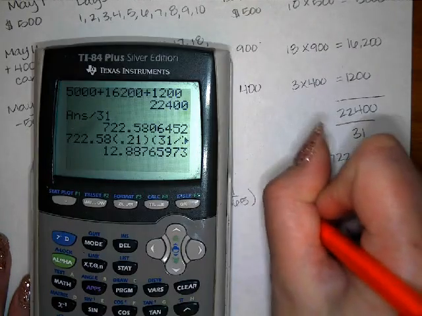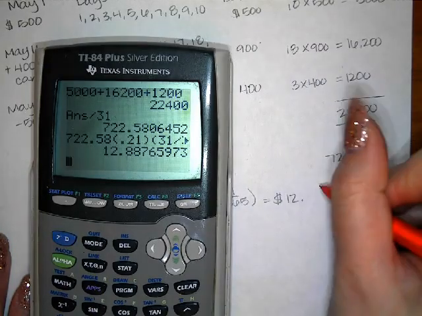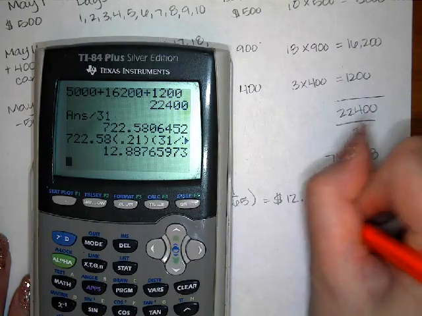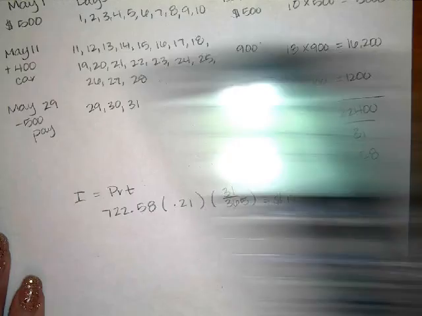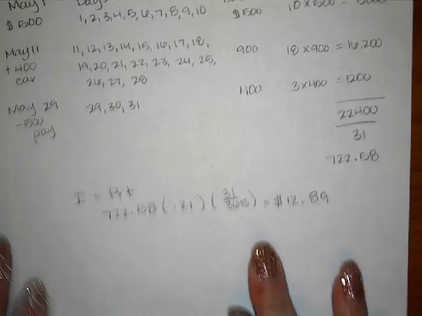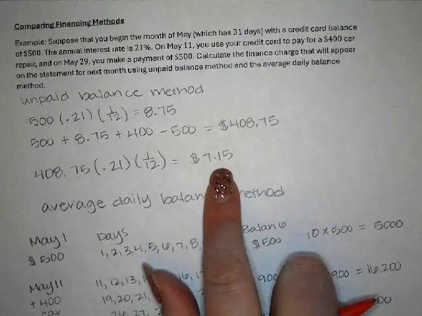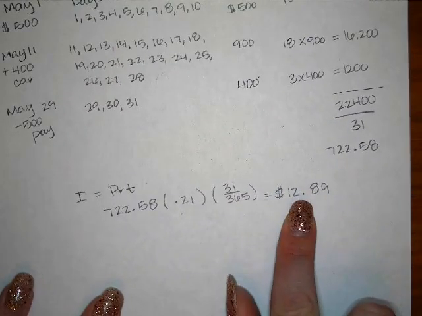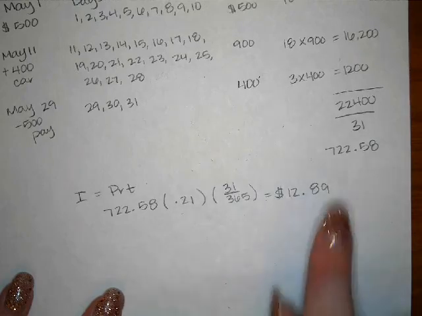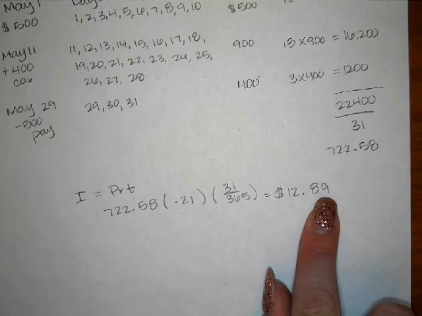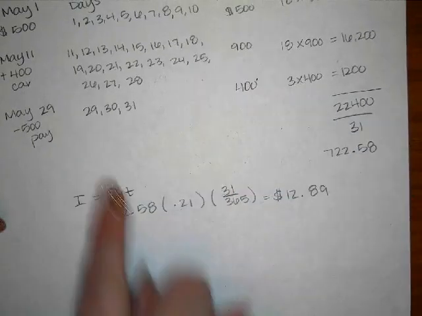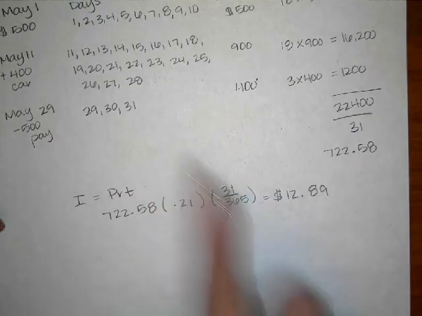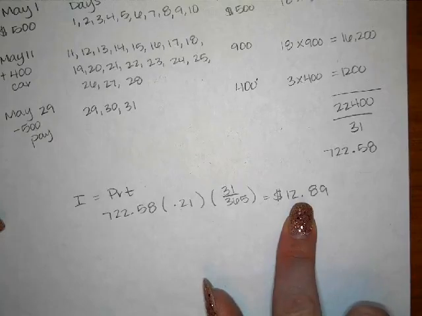$12.89. And so if you compare it, the unpaid balance method had an interest charge of $7.15. The average daily method had an interest charge of $12.89. And so that can tell us maybe why this method is more common for credit card companies, because they're going to get more interest from us. So this would be why. But here is how you show your work for those, depending on which method you're going to be using.